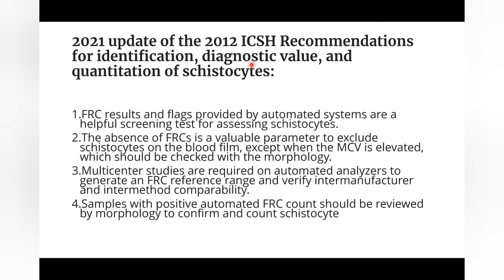If FRC is absent, it's a valuable parameter to exclude schistocytes on the peripheral blood, except when the MCV is elevated, and then you should check it with morphology. It is still a research parameter. And if FRC is coming positive, you should review the morphology and count the percentage of schistocytes. The cutoff that has been revised is now more than 1%.